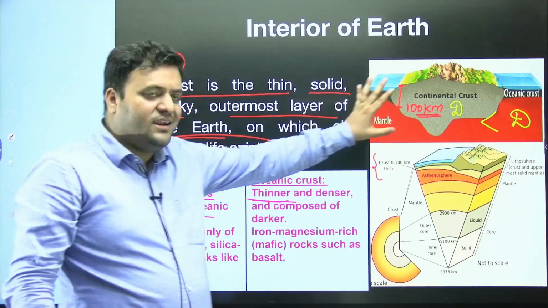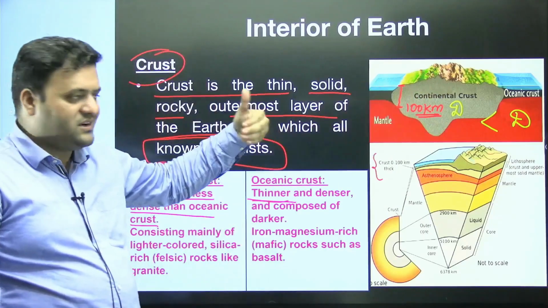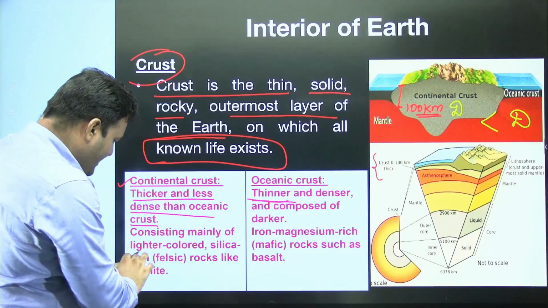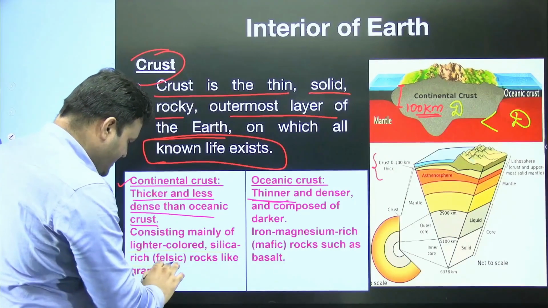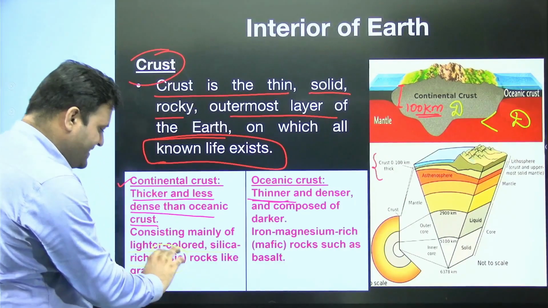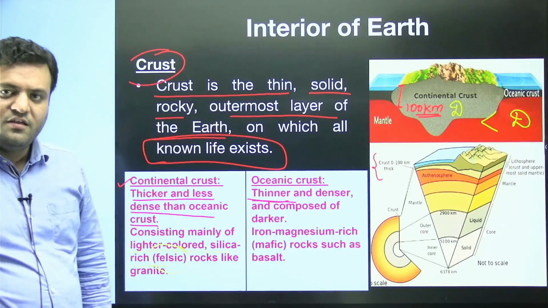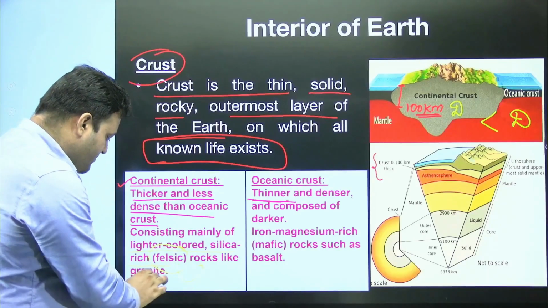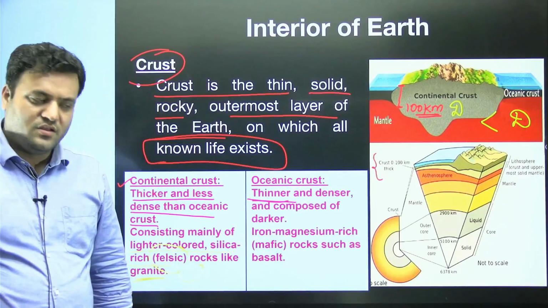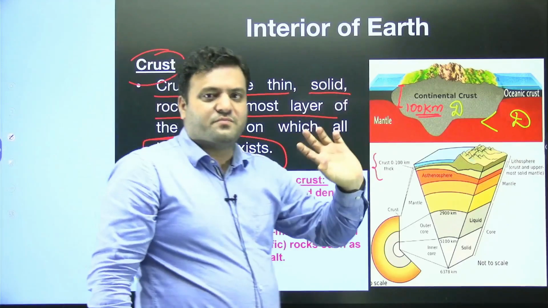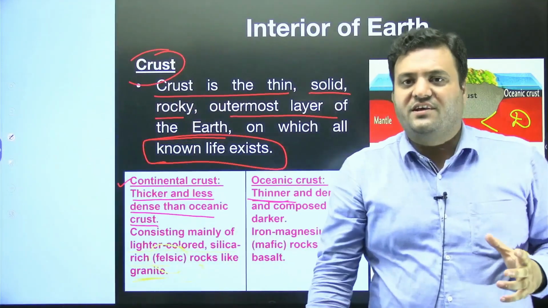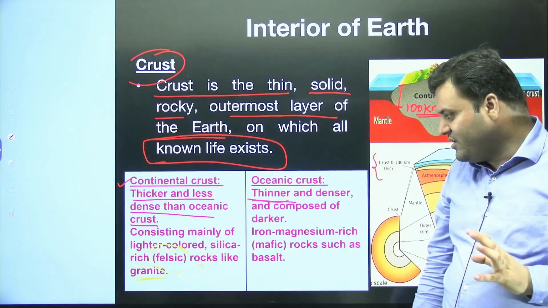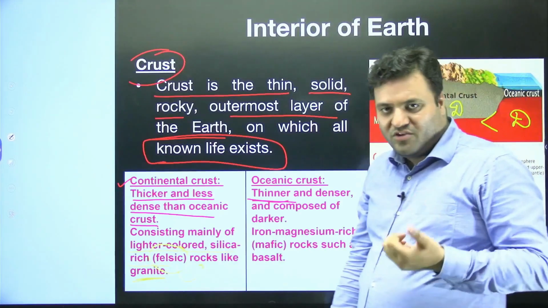If we see continental crust, it is less dense. What does that mean? That it is comprised of light-colored, silica-rich rock, which is referred to as felsic rock, and that is comprised of granite. So continental crust is primarily comprised of granitic rock. These granitic rocks are featured with more silica content.